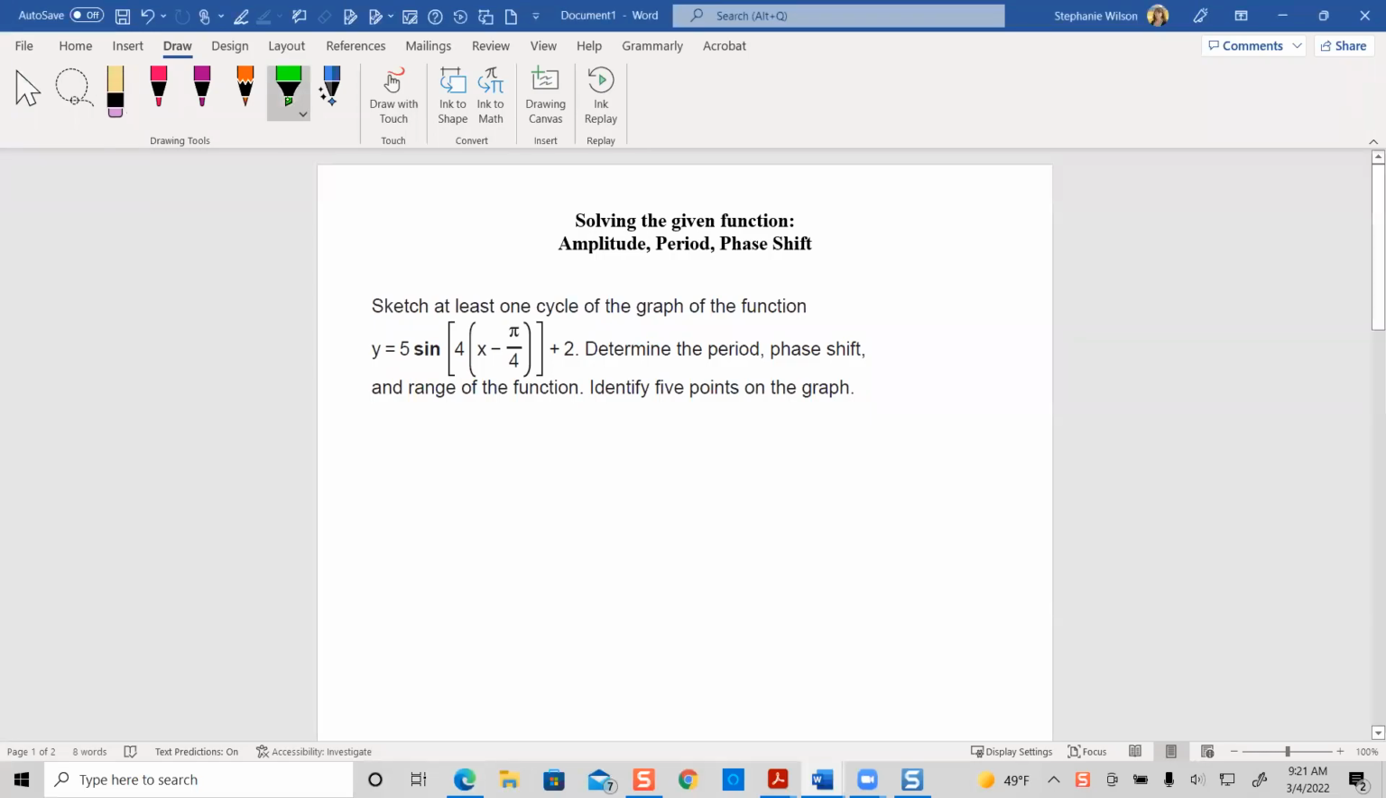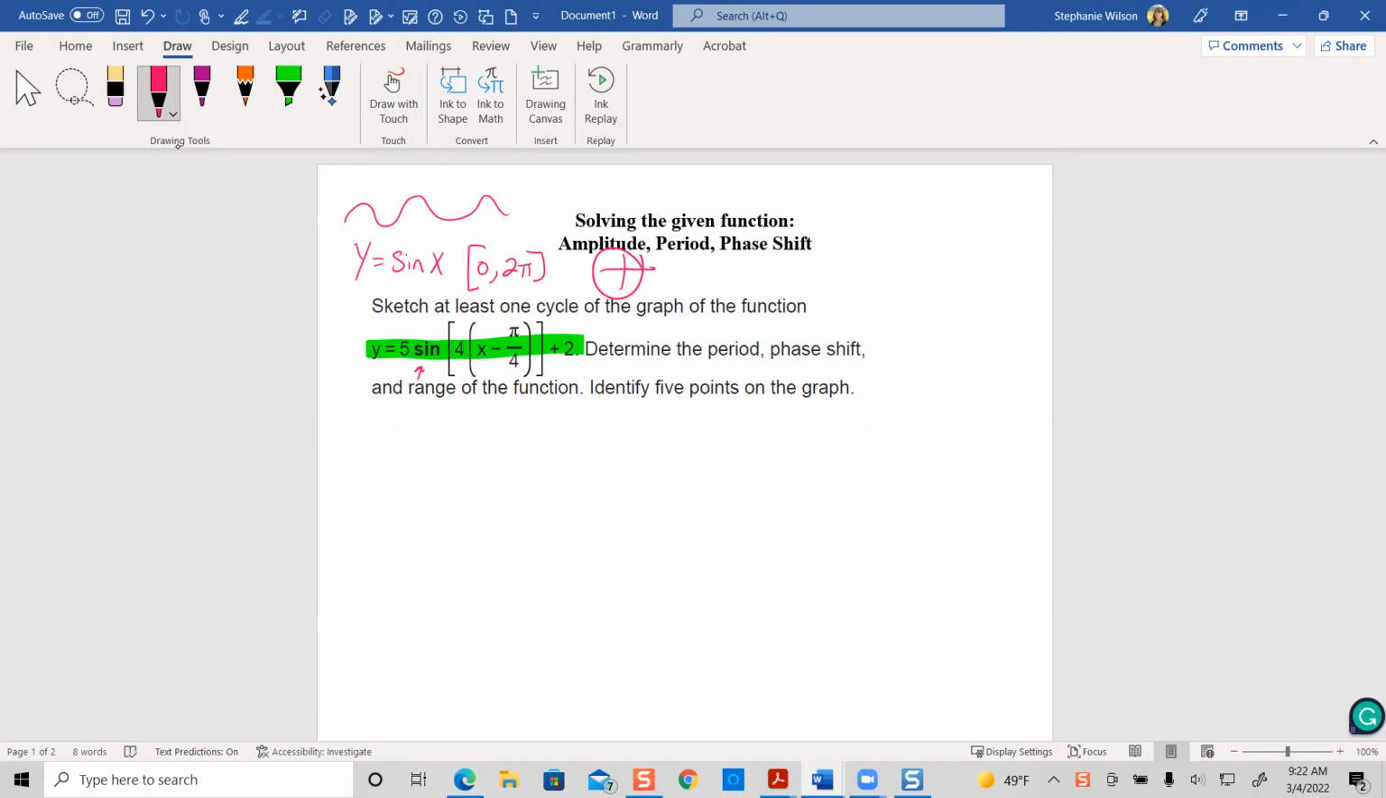Let's solve this given function and graph it. In order to do that, I notice that I have sine involved here. That means we're going to have some kind of wave going on. So we're going to take the original y equals sine of x, and we're going to recognize that it's on an interval of 0 to 2 pi, which makes sense, right? We go completely around the unit circle.